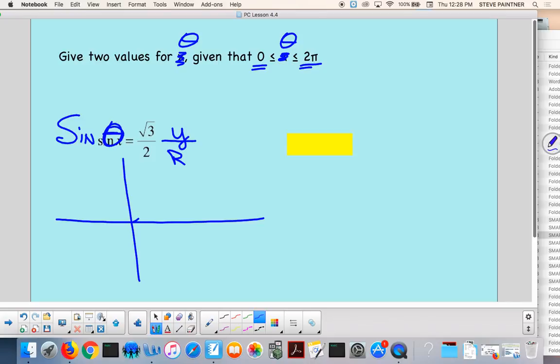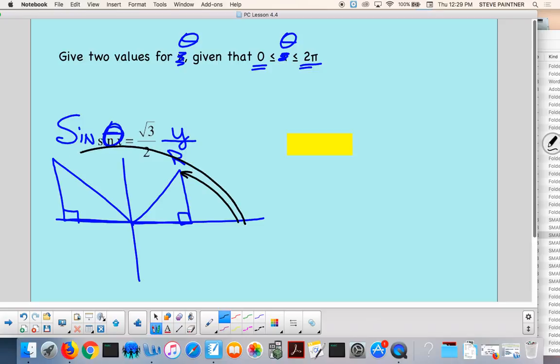So what I would do, I said draw a picture for a reason. I would draw my triangle there in quadrant 1. In quadrant 2, your angle would be right here, right? But then to get your right triangle, you go down, back to the origin. That's your two triangles. Now, here's your answer, just so you know. Your answer is right here. That's your first answer. That's your second answer.